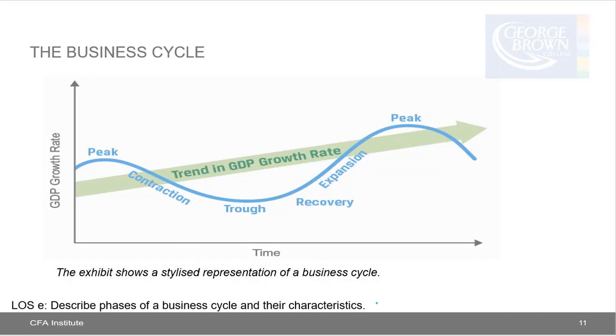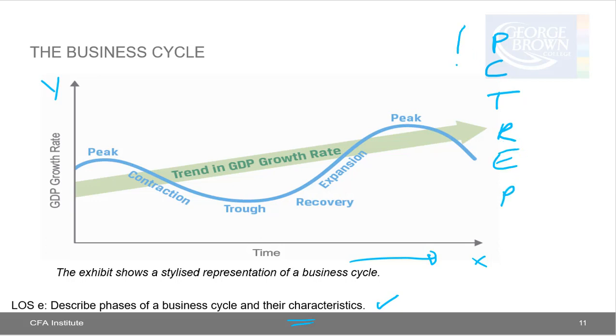Learning Outcome Statement E is describe phases of a business cycle and their characteristics. So here we can see a stylized exhibit of a business cycle. On the y-axis, we've got the GDP growth rate, and on the x-axis, we have time. Okay, so you can see that the GDP growth rate does fluctuate over time, and they've got different phases of the business cycle, which you need to be able to memorize. So if we just started from left to right, we start with the peak, then the contraction, the trough, recovery, expansion, and then we're back to peak.